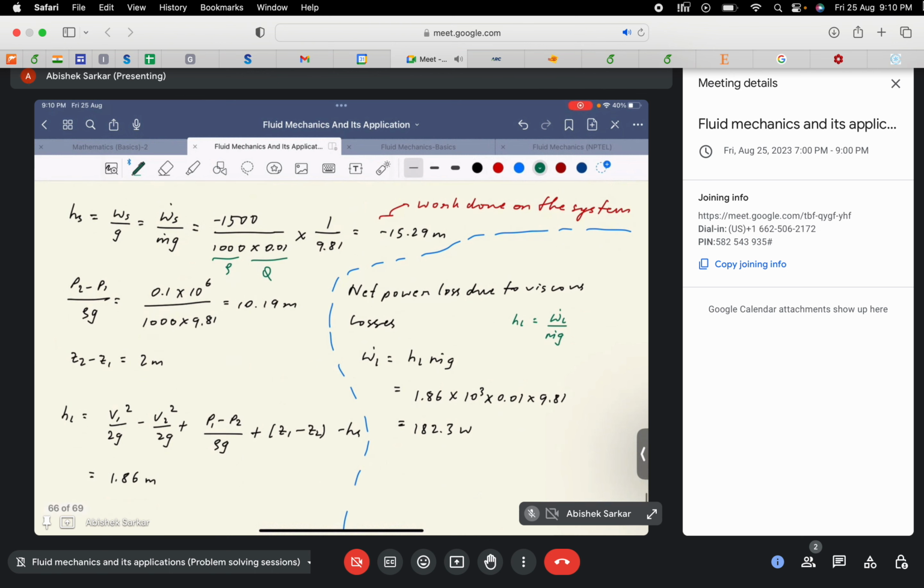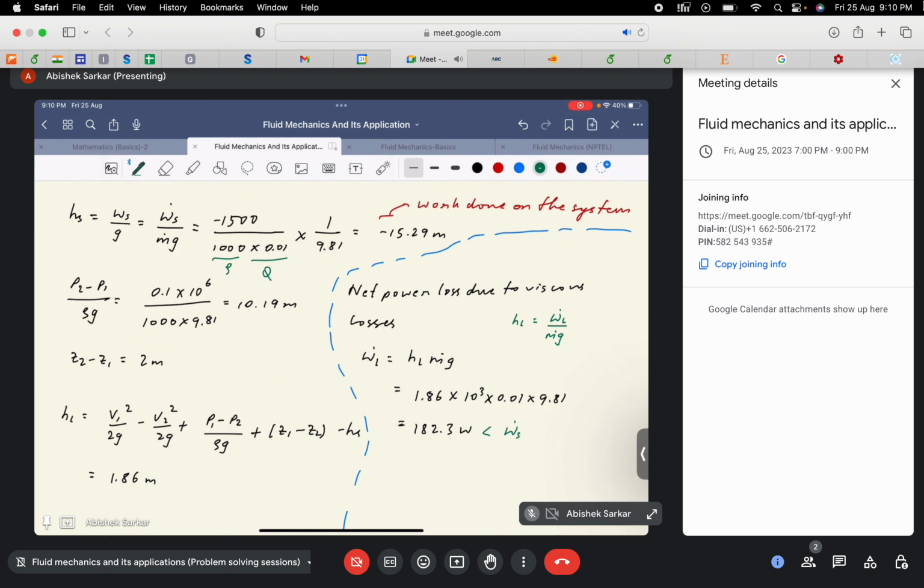So you can clearly see that even though in this case it was not explicitly mentioned that the head loss because of the viscous losses is not that significant, and in fact it was asked to find out, we can clearly see that it is comparatively lower. It is not negative, but still it is lower than the head loss because of the shaft work or the net shaft work.